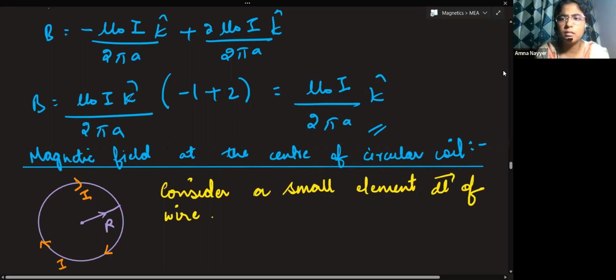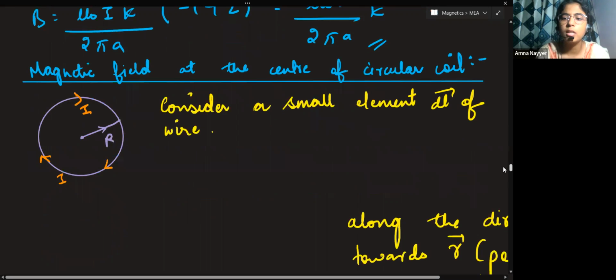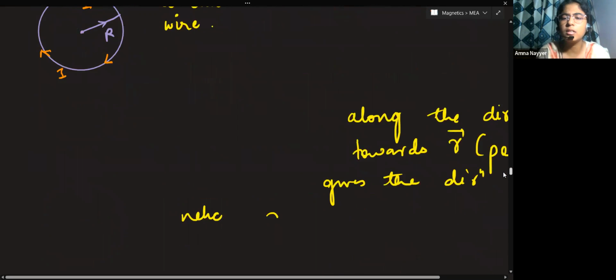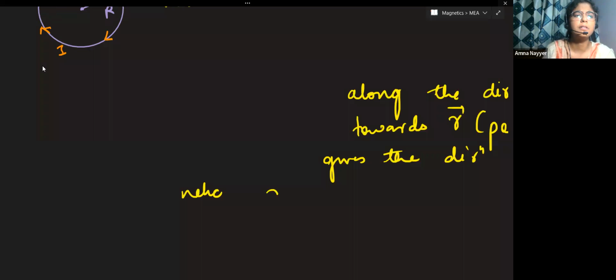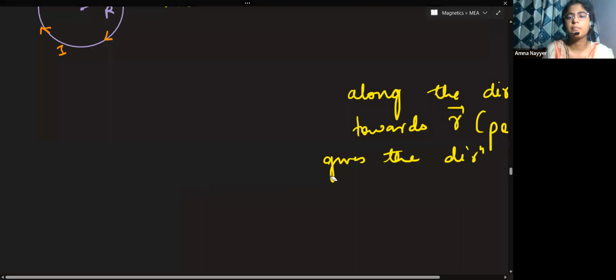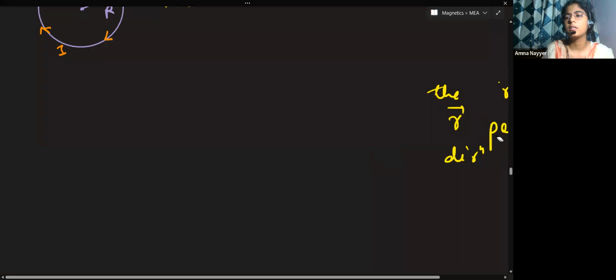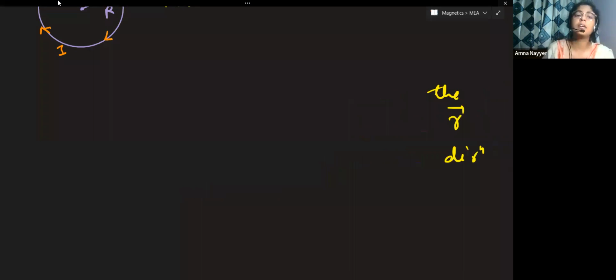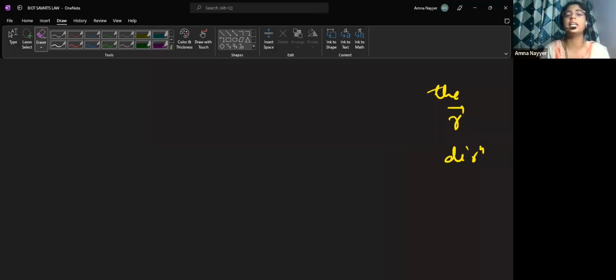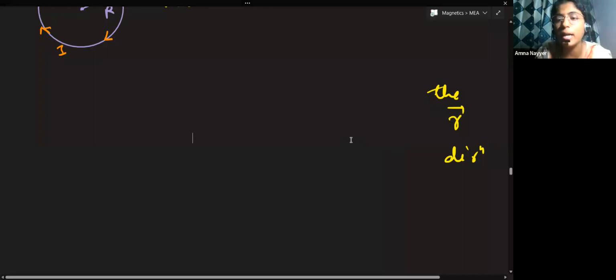So I think you people must have written it down. Now, magnetic field at the center of a circular coil. So this we'll do the derivation. Now see, a circular coil is there. Different directions of current can flow. It can be clockwise, it can be anti-clockwise. In any way, it can come.